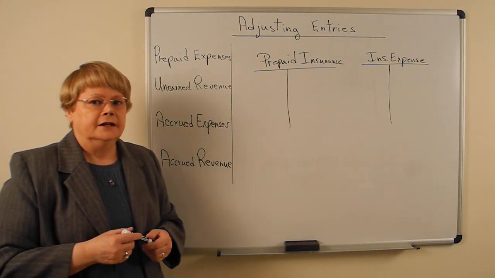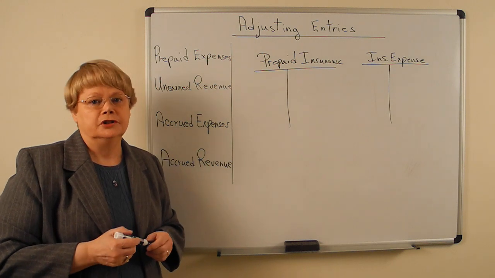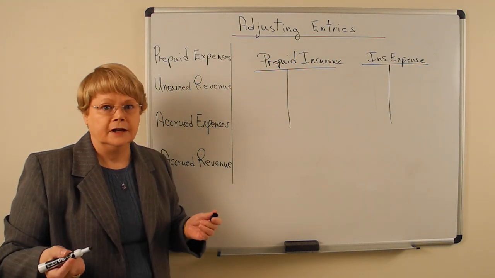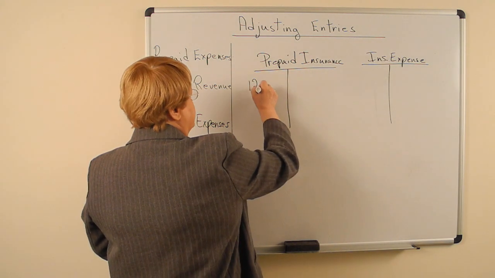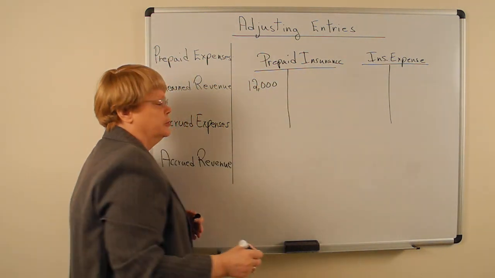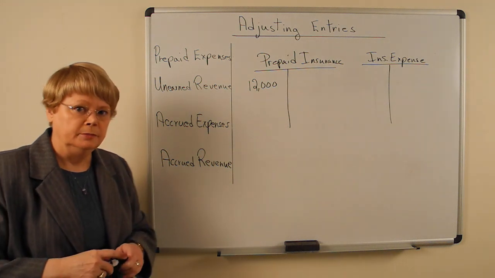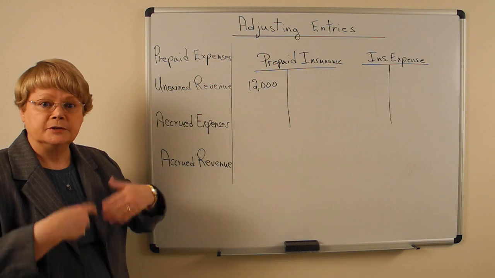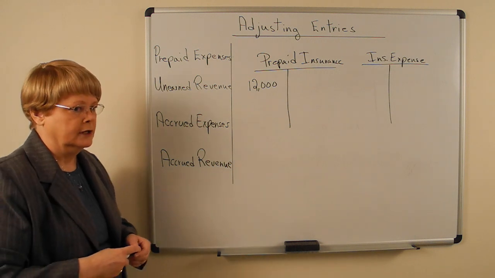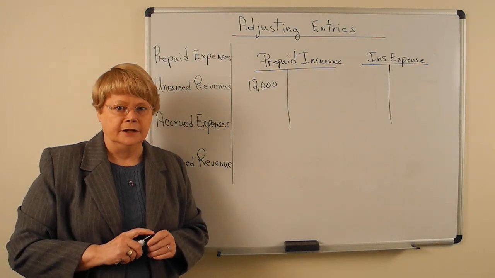So let's say that we purchased a one-year insurance policy for $12,000. This is on the entire company. So the original entry would be a debit to prepaid insurance. In this case, it would probably be cash as the credit. A debit to prepaid insurance and a credit to cash because we're actually paying for the insurance policy. Again, that's not the adjusting entry.